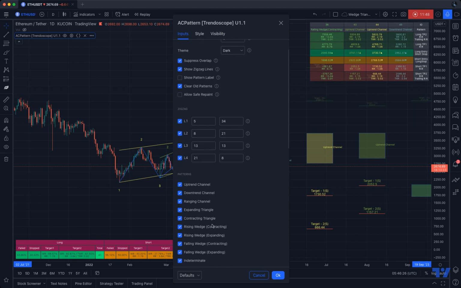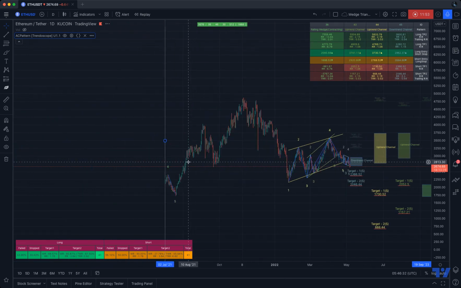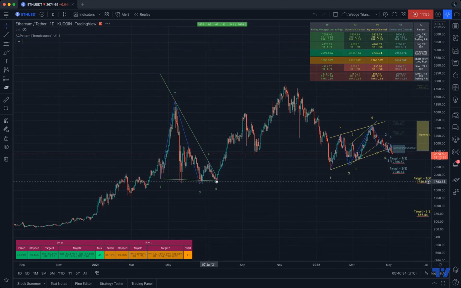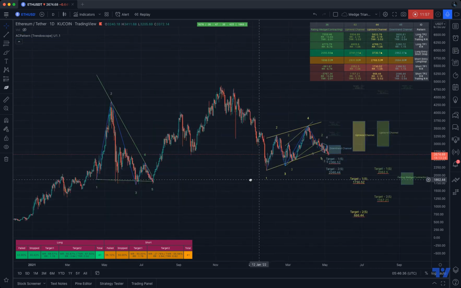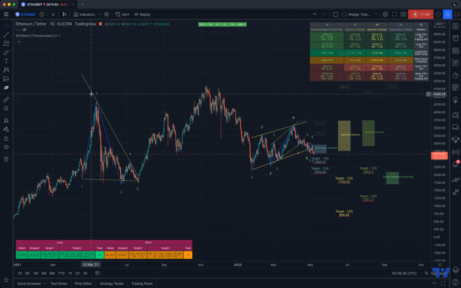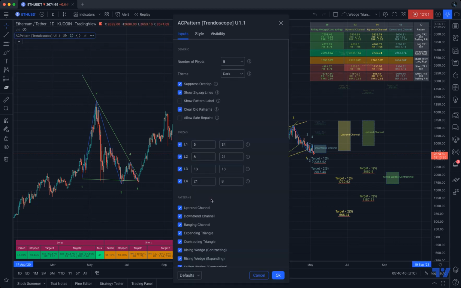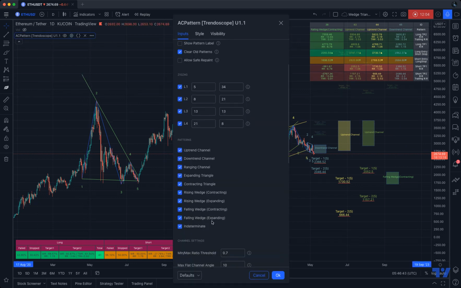And similarly, triangles, they can be expanding or contracting triangles. And I think we do not have a triangle here, it's a wedge. Similarly, we have rising wedge and falling wedge. They both can be contracting and expanding.